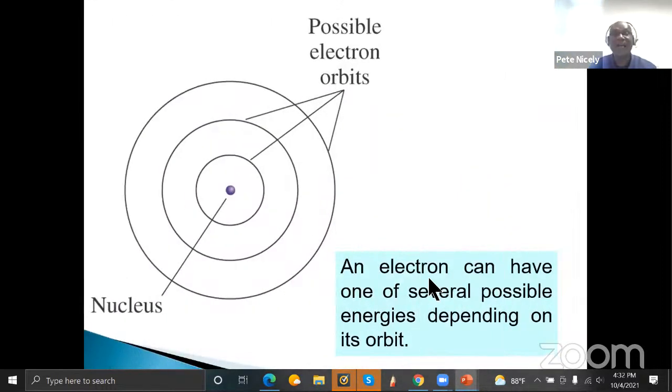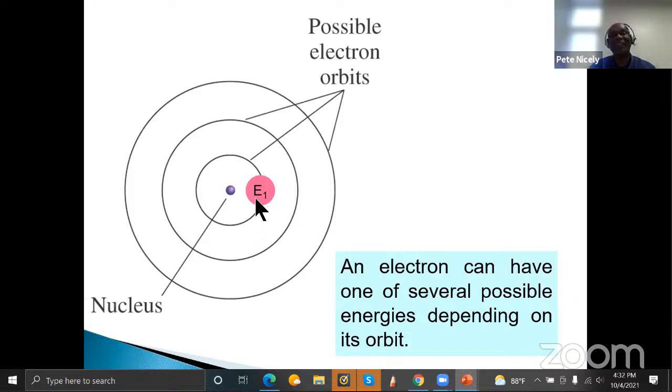All right, okay, an electron can have several possible energies depending on the orbit. So the electron can be here, or here, or here, right? Now this here, where the electron is closest to the nucleus, that's the most stable state.